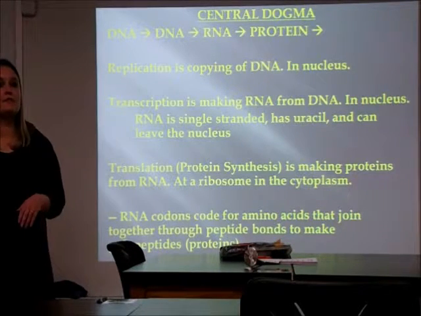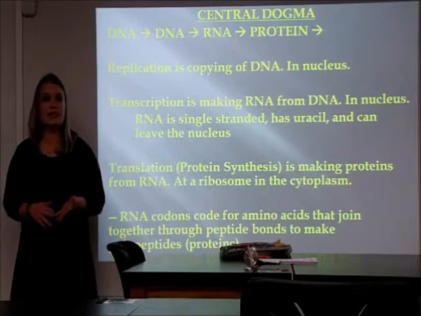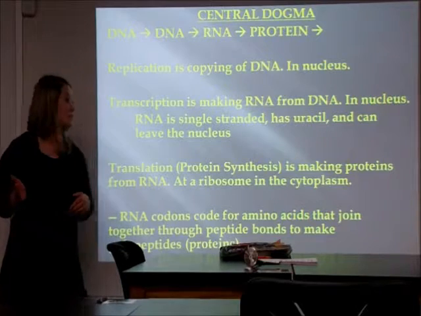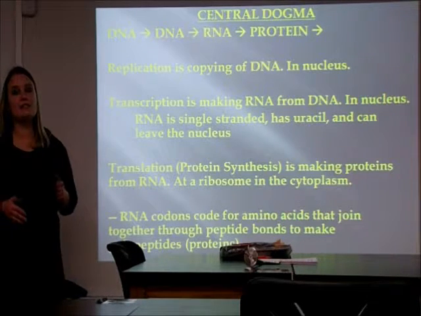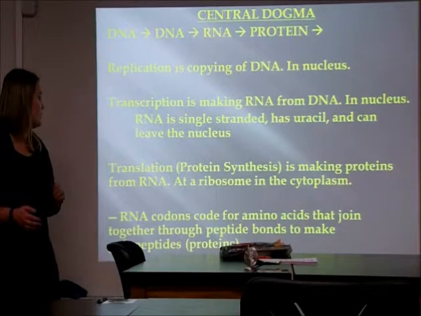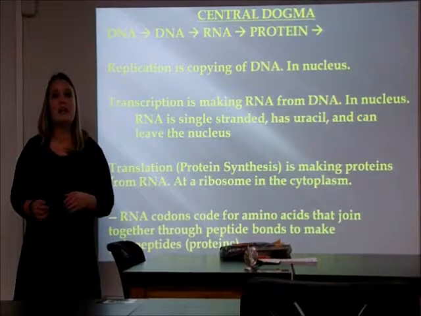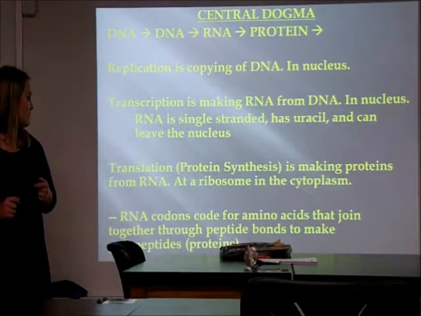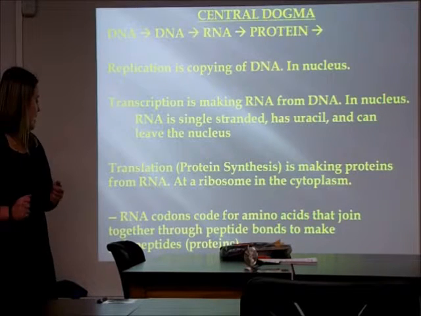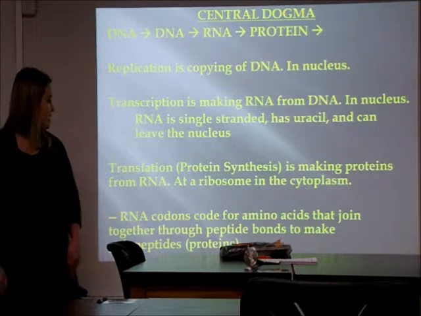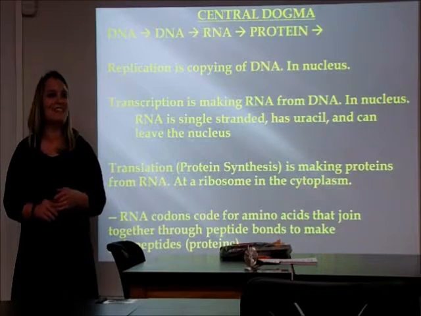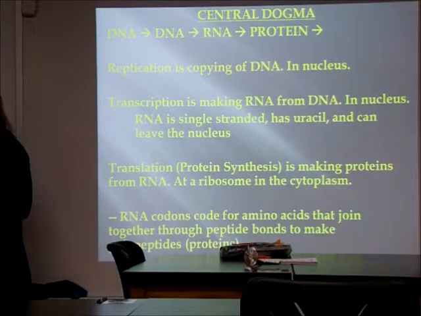Again, RNA is different from DNA because it's single-stranded, and since it's single-stranded, it's able to leave the nucleus. When it leaves the nucleus, it's going to travel to the ribosomes where translation is going to take place. And this is where we're going to make our proteins, and this is in the cytoplasm. So then the RNA codons code for the amino acids that will join together to make the proteins. And that's all going to take place at the ribosome.